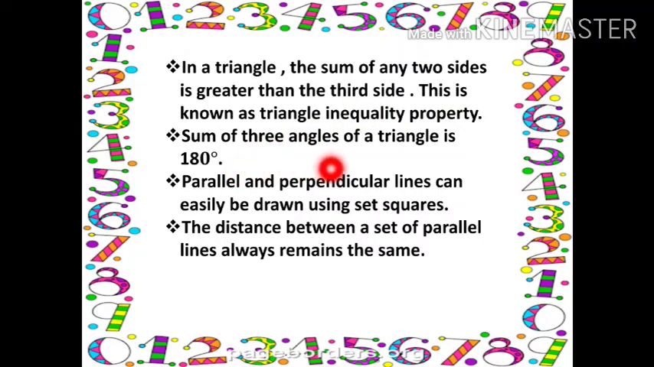The sum of the three angles of a triangle is 180 degrees. To find whether the given angles can form a triangle or not, what do we have to do? Yes, we have to add the three angles. If it is equal to 180 degrees, the given angles can form a triangle. If it is not equal, the given angles cannot form a triangle. Parallel and perpendicular lines can easily be drawn using set squares. The distance between a set of parallel lines always remains the same.